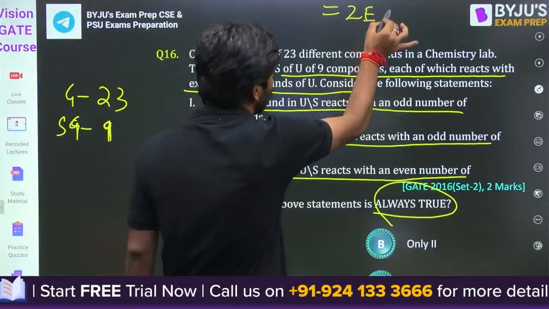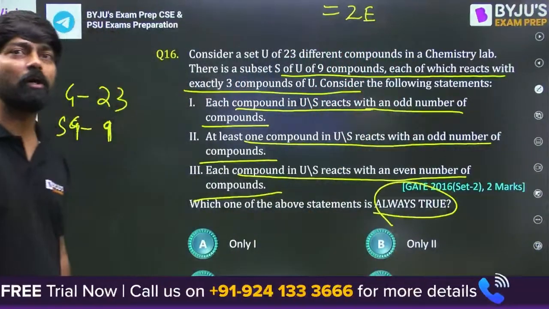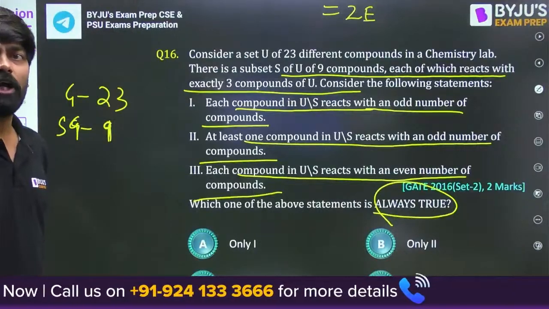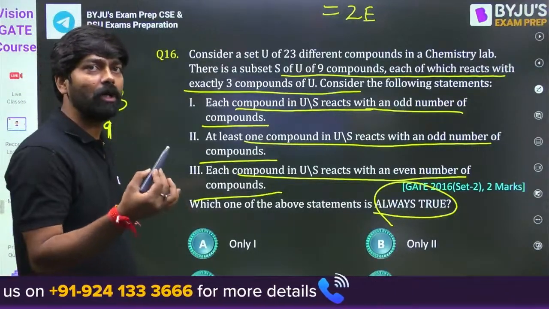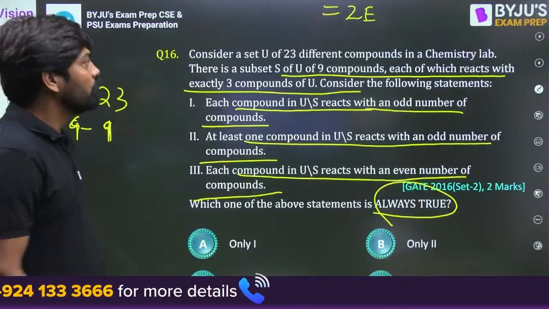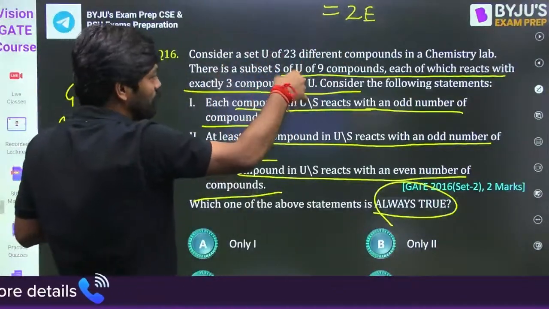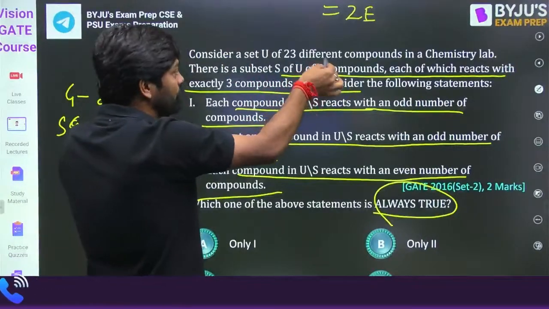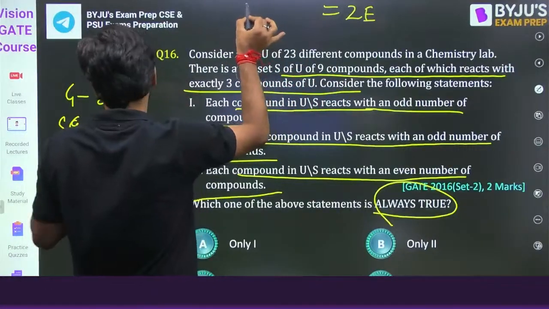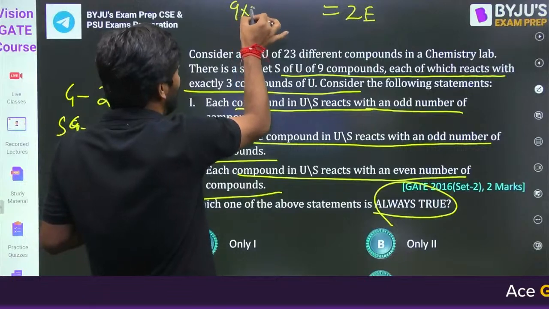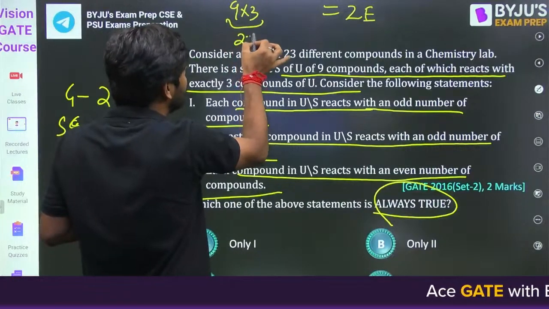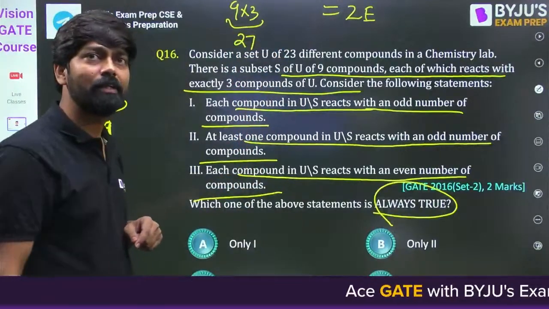Are you getting my point? So 2E is always even, my dear friend. Everyone knows. So see here, we already know the degree of the subgraph. It is nothing but 9 into 3, which is 27. 27 is an odd number.